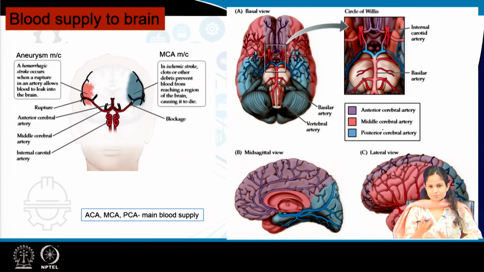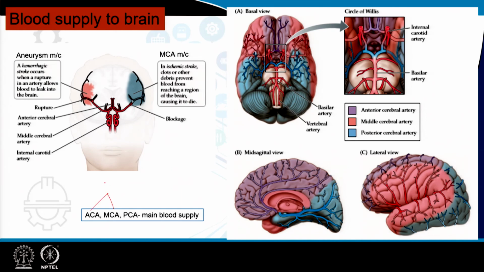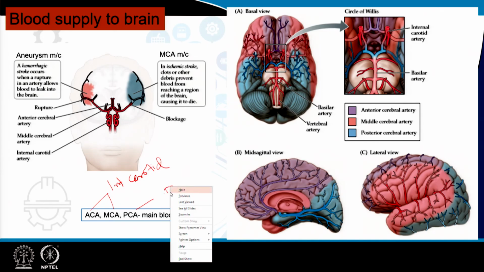supply to brain. For blood supply to brain, you should remember the 3 main arteries: anterior cerebral artery, middle cerebral artery, and posterior cerebral artery. This anterior cerebral artery and middle cerebral artery, they are the derivatives of internal carotid artery. And posterior cerebral artery, this is derivative of the basilar artery. So these 3 arteries, they form circle of Willis in the brain.